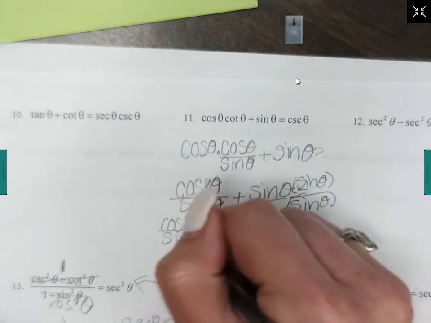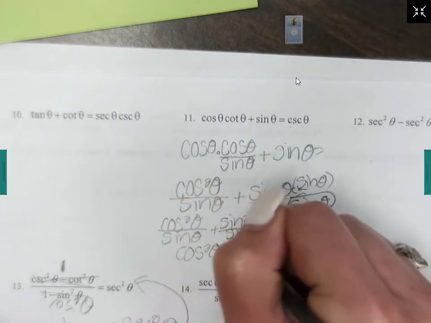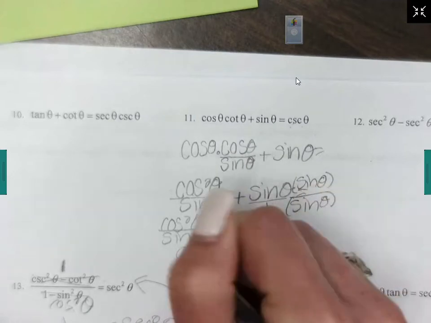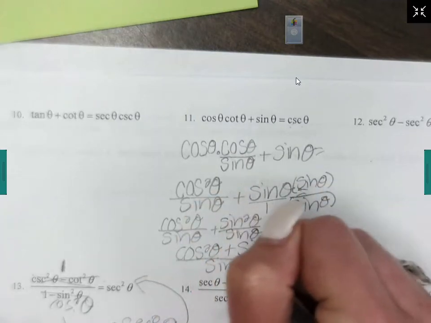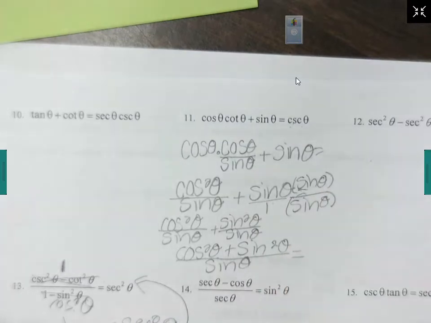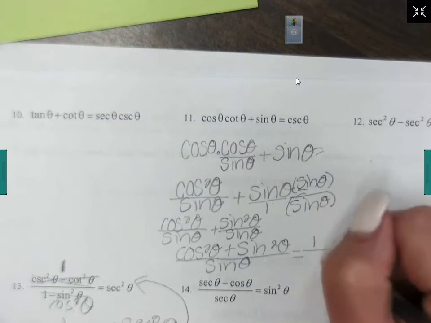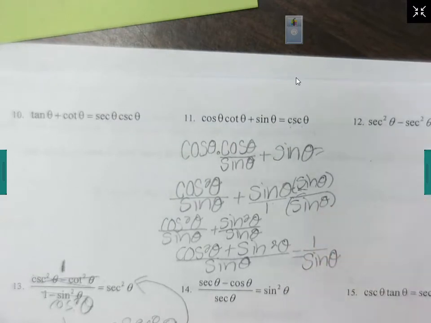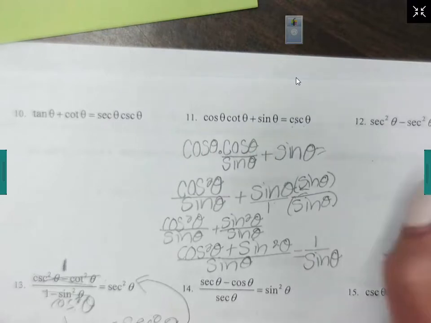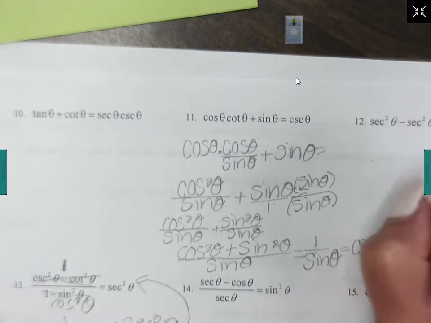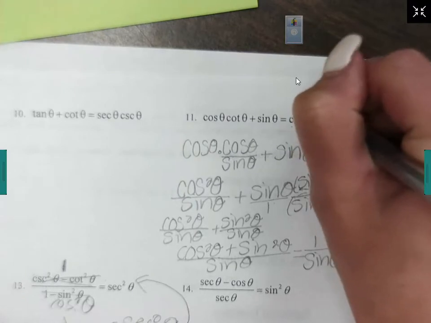Add the tops and the bottoms stay the same. So this is cosine squared of theta plus sine squared of theta all over sine of theta. At this point, you should automatically know what sine squared of theta plus cosine squared of theta is. And what is it? 1. You need to know that. You need to know that sine squared of theta plus cosine squared of theta is 1. Which means we have 1 over sine of theta. And ladies and gentlemen, what is 1 divided by the sine of theta? The cosecant of theta, which is exactly what we wanted.